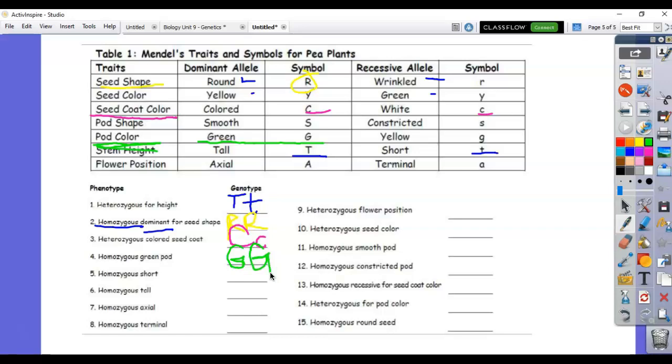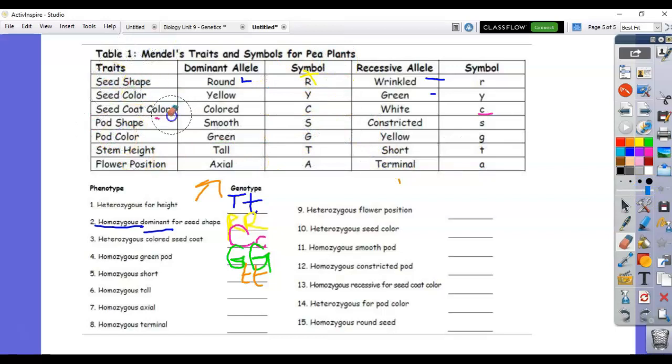All right, homozygous short. Okay, so homozygous, two of the same or two different? Should be two of the same, and they're going to be short. Okay, so short would be, where do we see short on here on our chart? Where do we see it? Yep, we see it right here, short. So if it's homozygous short, homozygous means two of the same, so it's going to be little t, little t. Okay, I'm going to go ahead and erase some of these marks, and we'll keep going.